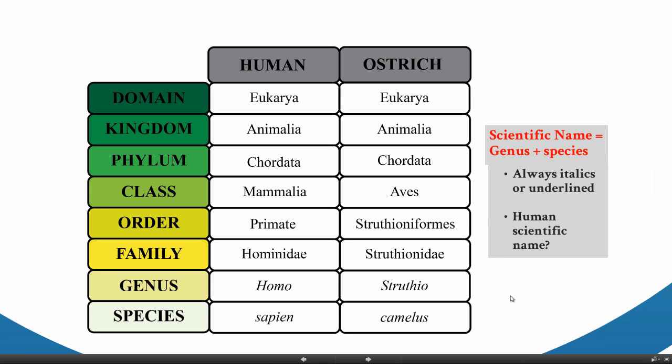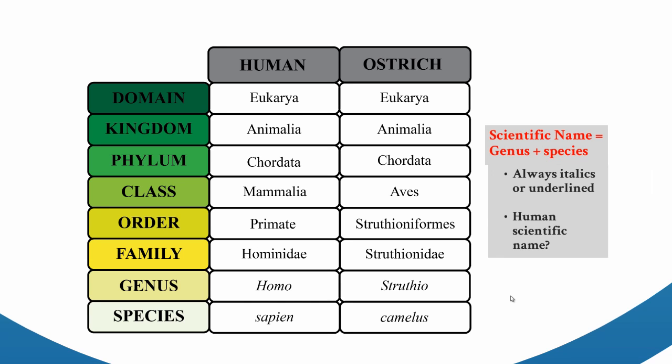Scientific names are always in italics if they're typed or underlined if they're handwritten. And so if you were trying to figure out the human scientific name, you could look here and see easily that it is Homo sapiens, which most of you have probably heard before.